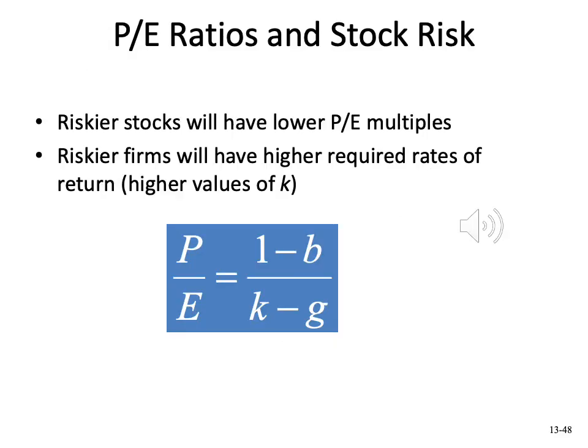No matter whether we are using the forward-looking P/E ratio or a trailing P/E ratio, we can see riskier stocks will have lower P/E multiples. Why? Because riskier stocks will have a higher required rate of return to compensate for holding a higher risk. K is in the denominator, so a higher K will lead to a lower P/E ratio.